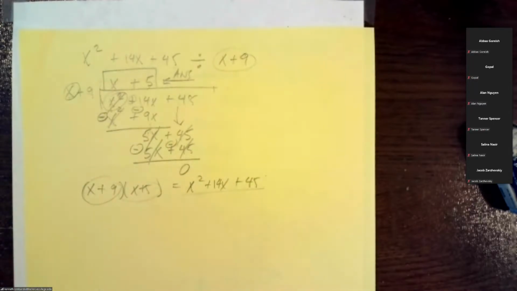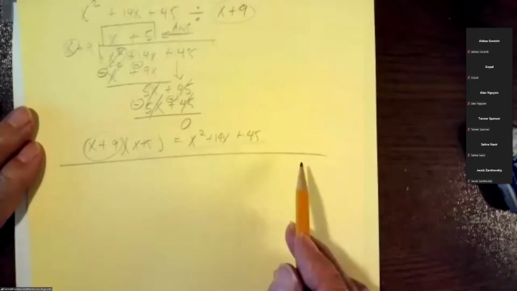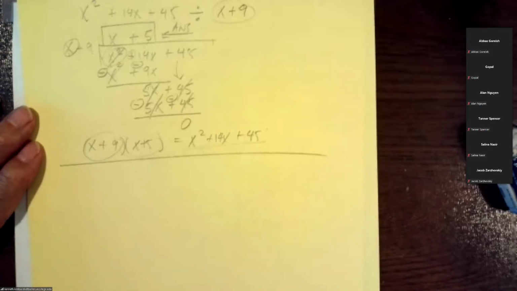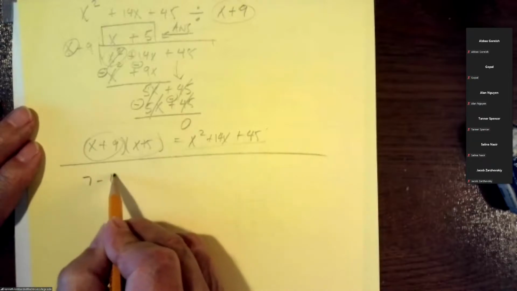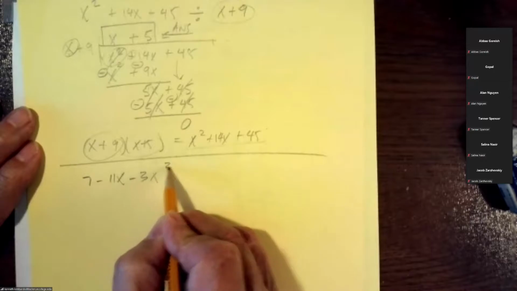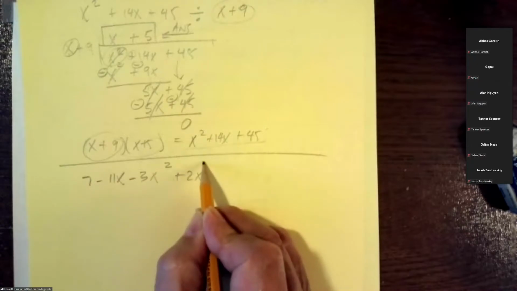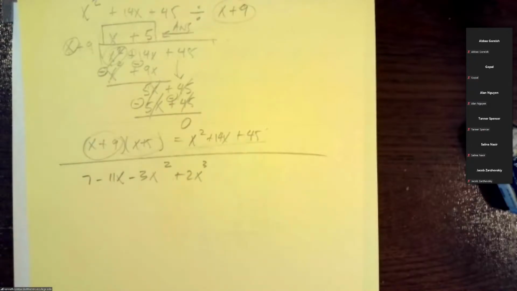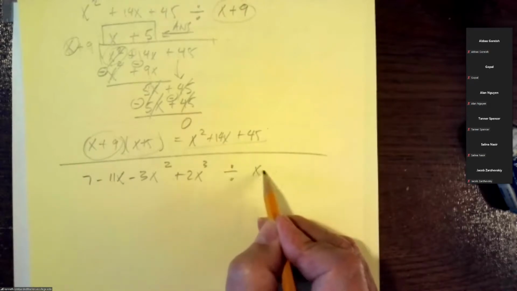Let's try another one then. Let's say we want to divide. You might see it in a format that looks like this. 7 minus 11x minus 3x squared plus, let's say, 2x cubed. And we want to divide that by x minus 3.